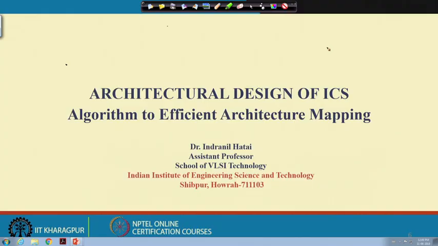Welcome back to the course on architecture design of ICs. Here we are continuing with efficient architecture design from the algorithm, how efficiently we can implement the architecture. There are different styles of implementation, that means the architecture will be different if we are considering speed efficiency, or power as a major constraint, or area as a major constraint.